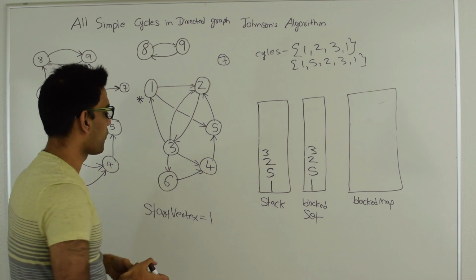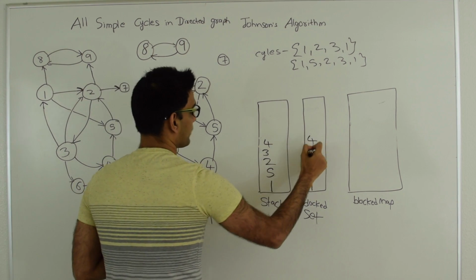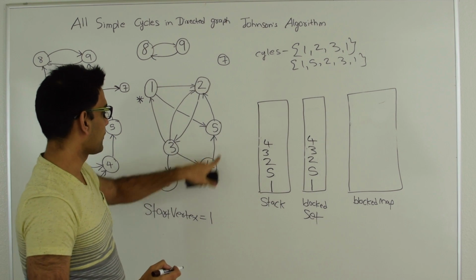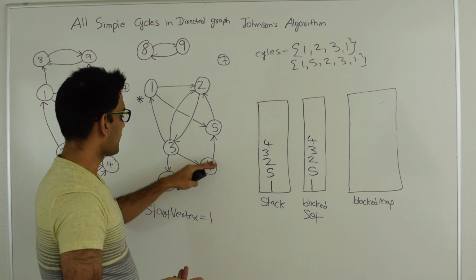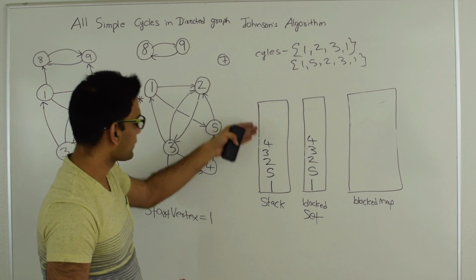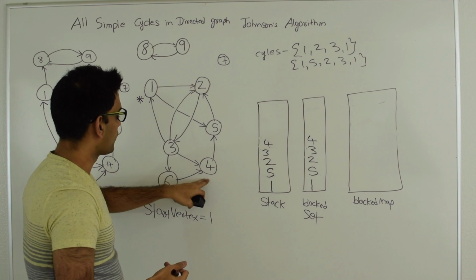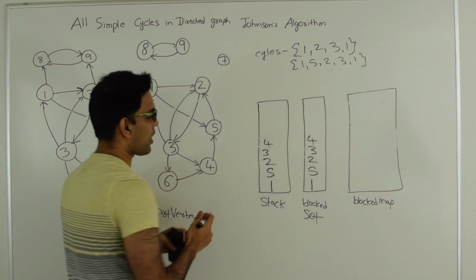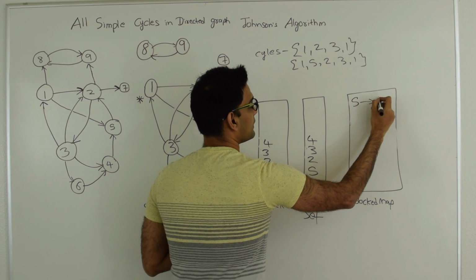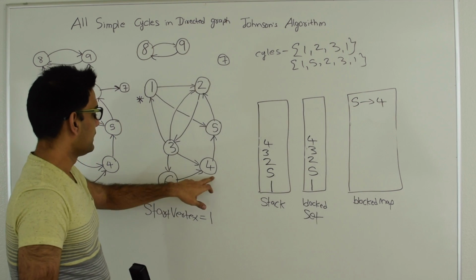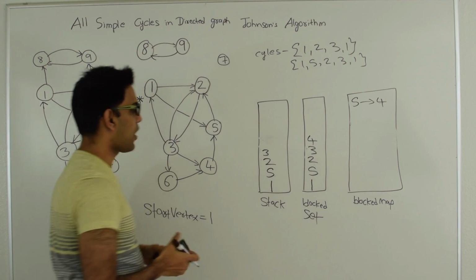One neighbor of 3 is 4, and 4 is not explored, and 4 is not the same as the start vertex, so we add 4 here. One neighbor of 4 is 5, but 5 is already part of the block set, which means that we cannot explore in the direction of 5 because 5 is already part of this stack, and it's a simple cycle we are looking for. So we go back to 4, leave 4 in the block set, but mark that if 5 ever gets unblocked, then we are going to unblock 4. Then we remove 4 from the stack, but not from the block set.